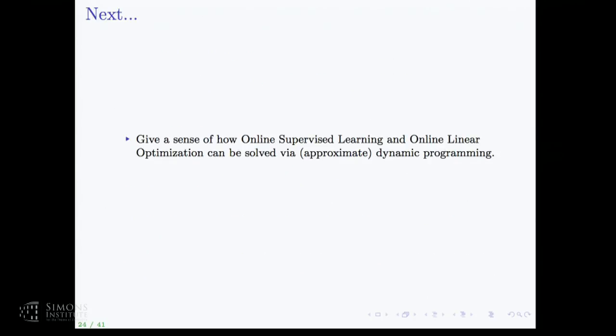Okay, if you were lost in the last couple of slides, let me bring you back. I'm going to give you a sense of how online supervised learning and online linear optimization can be solved through dynamic programming. Hopefully this will give you a sense of why something can hold for arbitrary sequences, for all sequences, and why you can get a result that does not depend on the IID nature of the data. And this is through the dynamic programming.